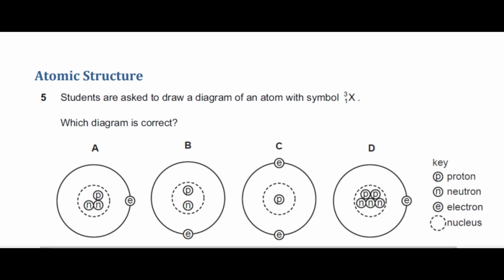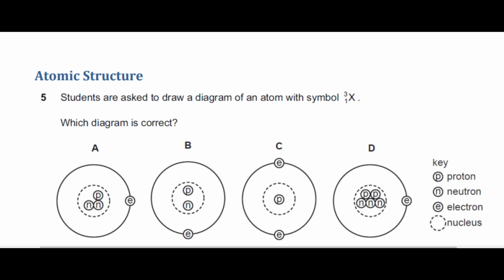Which diagram is correct? To first approach the options, let me explain that whenever we write the symbol of an element with the atomic number, the mass number is the sum of the number of protons and neutrons, so it's the bigger number, and the atomic number gives information just about the number of protons. So here 3 is bigger than 1, so 3 includes the number of protons plus neutrons.